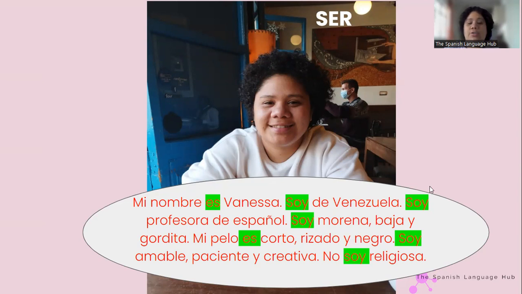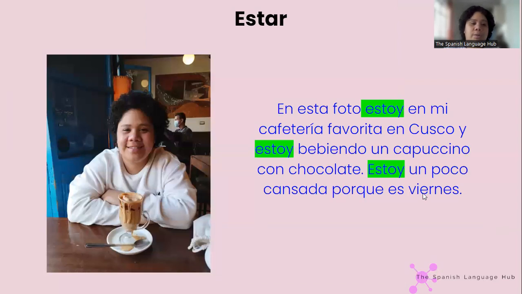Nice, patient, and creative, and I'm not religious, right? So this is how we define myself. This is just describing what I'm seeing in the picture, or what I was doing, or how I was feeling.